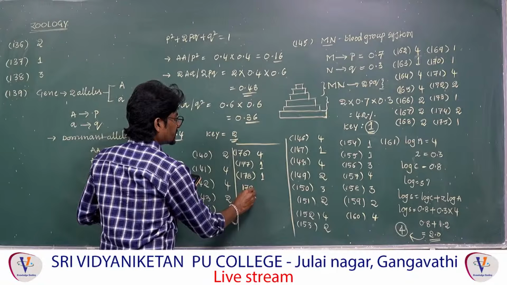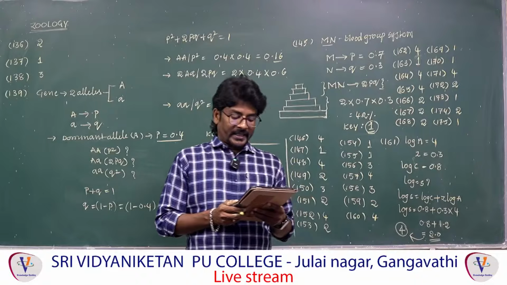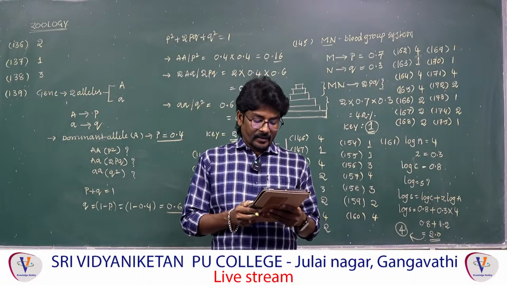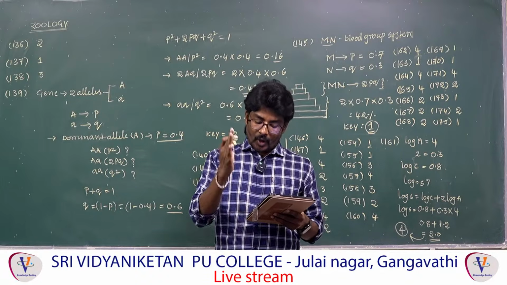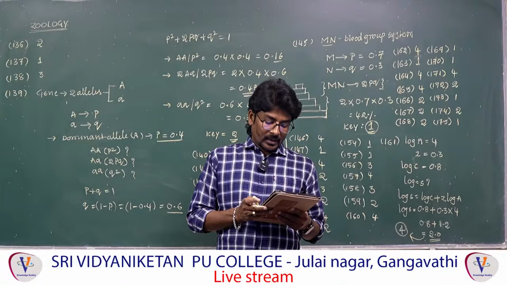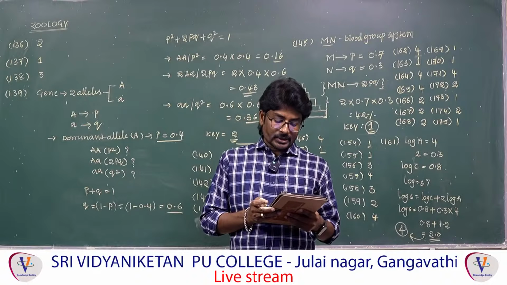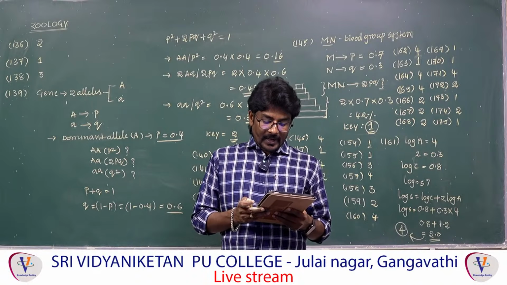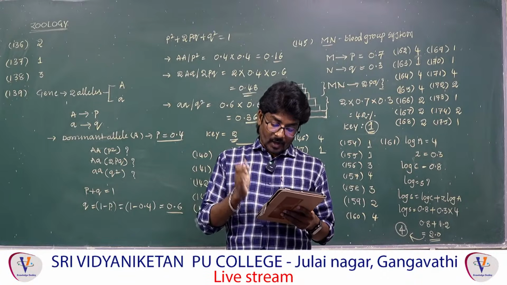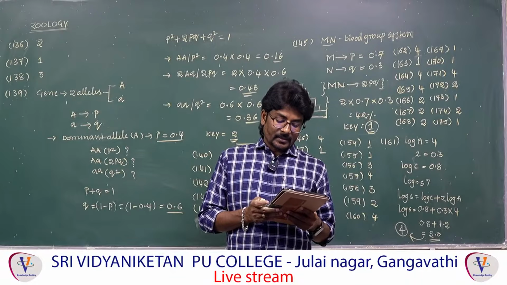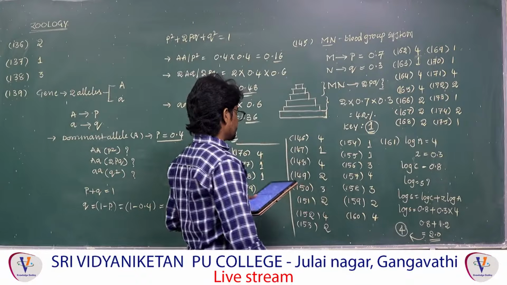Next, 179 question number. Cardiac activity could be moderated by the autonomous nervous system. The parasympathetic system stimulates heart rate and stroke volume. Wrong. The sympathetic system stimulates heart rate and stroke volume. The parasympathetic system decreases the heart rate but increases the stroke volume. Wrong statement. The sympathetic system decreases the heartbeat. Wrong. So correct option is second option.